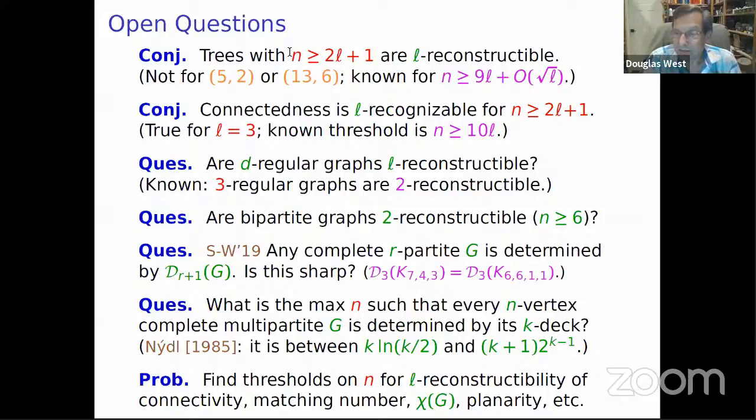Okay. But again, that's the conjecture here, the first conjecture here, that except for the pair 5-2 and maybe 13-6, we will be able to show that trees with at least two L plus one vertices are L reconstructible. Okay, so yes, even the result we have about L equals three for trees is stronger than their result for the special case of L equals three, but even this we do not believe is sharp.